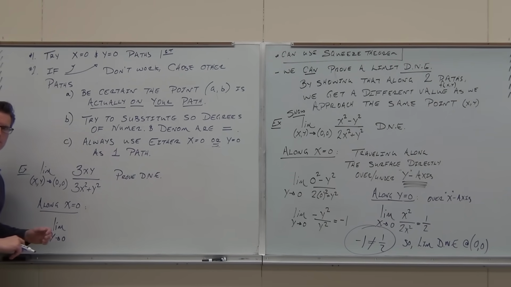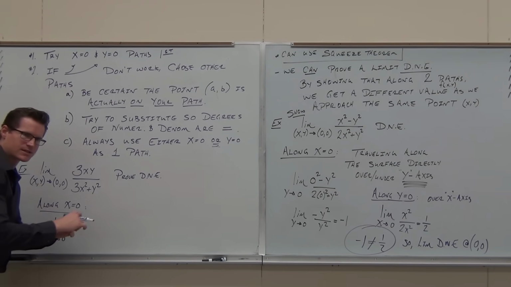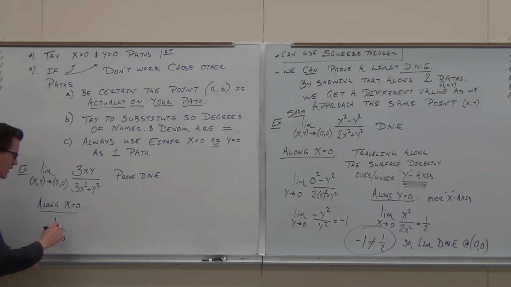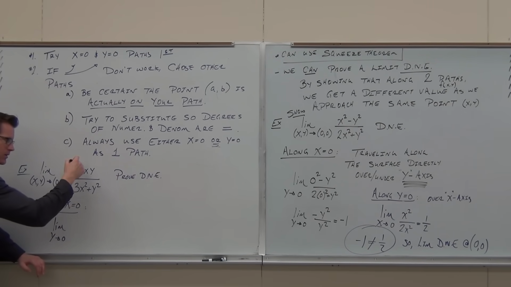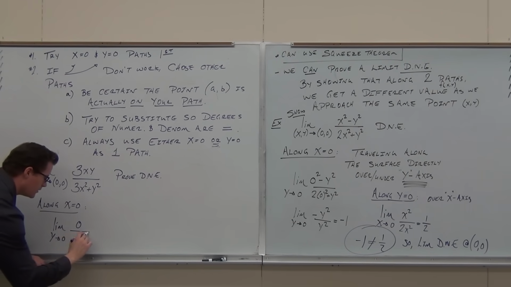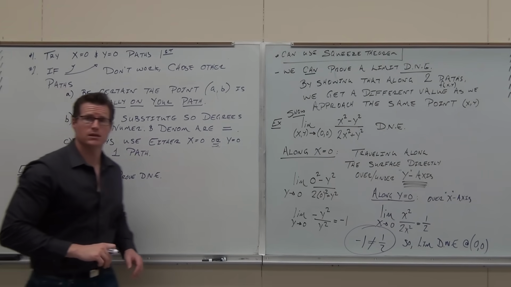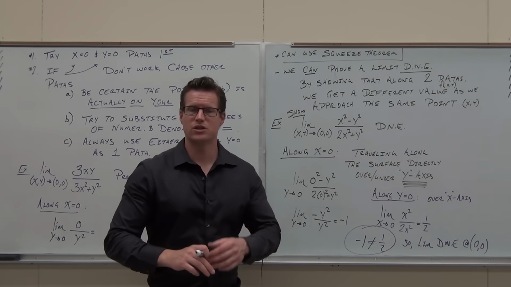Can you verify something for me? That this point 0, 0 is somewhere along the y-axis, which is x equals 0. Can you verify that for me? It's somewhere along there. You have to have that happen. If it doesn't happen, you're wasting your time. What happens when I let x go to 0? You get 0 squared over y squared. What is that? 0. It's 0.